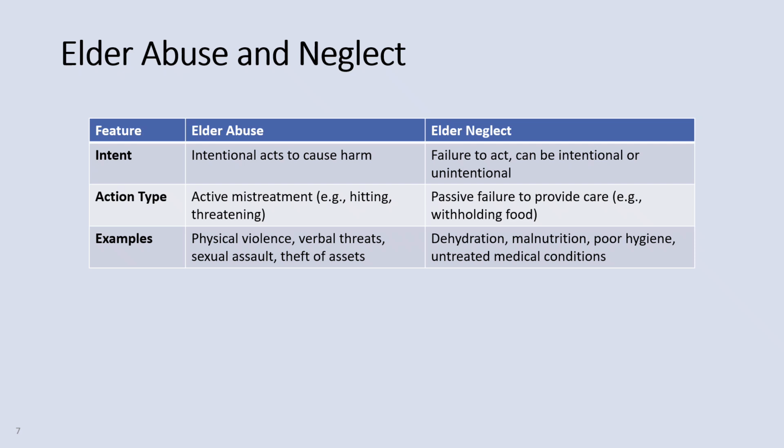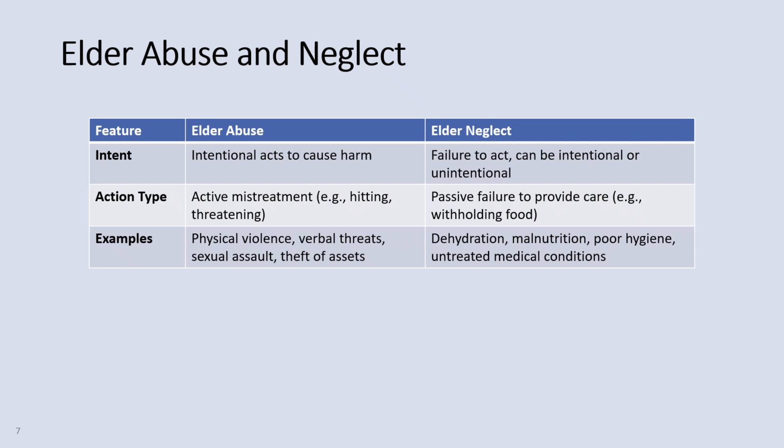Elder neglect is the refusal or failure by a caregiver to provide a dependent elder with necessities such as food, shelter, healthcare, or protection. Neglect involves a lack of action to fulfill caretaking obligations and can be intentional or unintentional.